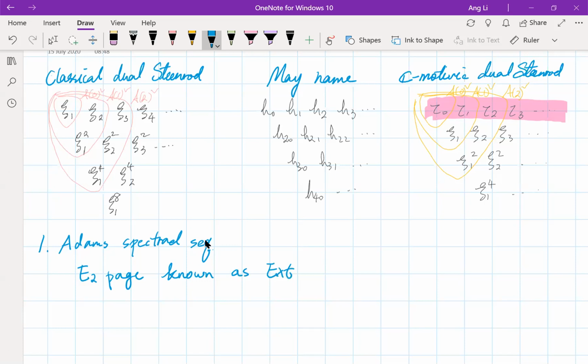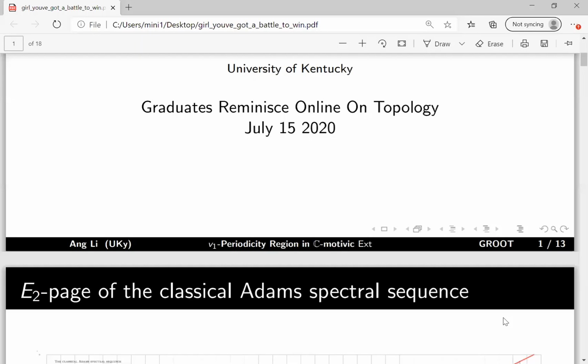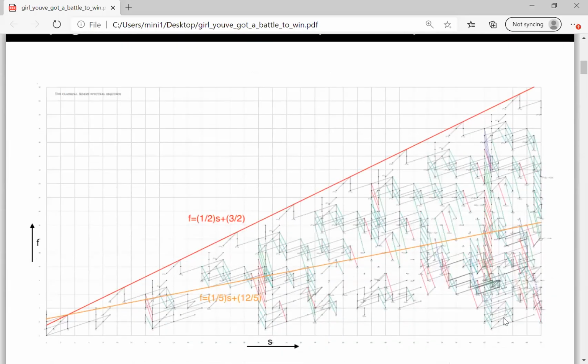And of course, the E2 page converges to the E infinity page, and if we can see some pattern on the E2 page, that's going to tell us about the result they are converging to, aka the homotopy groups of spheres. So we would like to develop some pattern of the E2 page. And credit to Dan Isaksen, we have this very good chart of the Adams spectral sequence.